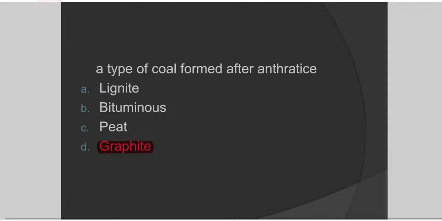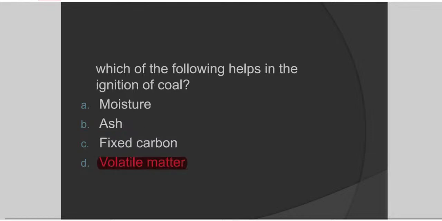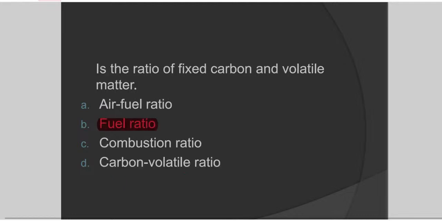A. Lignite B. Bituminous C. Peat D. Graphite. Which of the following is the lowest grade of coal? A. Peat B. Lignite C. Subbituminous D. Bituminous. Which of the following helps in the ignition of coal? A. Moisture B. Ash C. Fixed carbon D. Volatile matter. The ratio of fixed carbon and volatile matter is A. Air-fuel ratio B. Fuel ratio C. Combustion ratio D. Carbon volatile ratio.